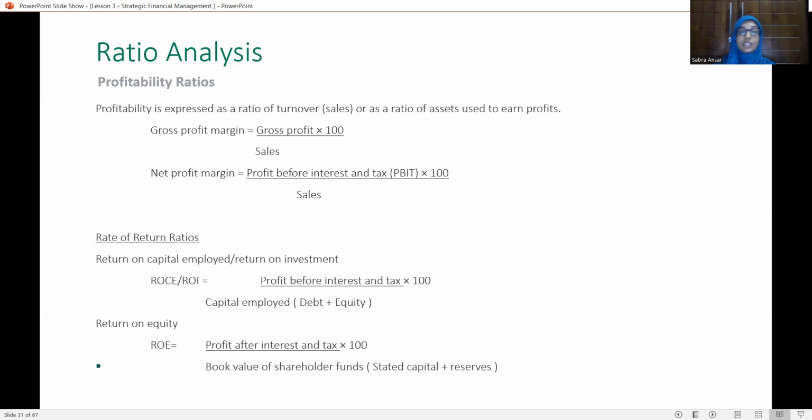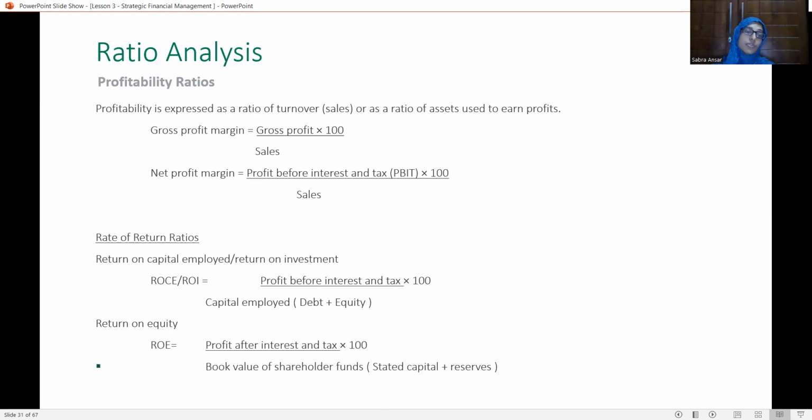So these two ratios will be calculated in order to understand how the company is doing when it comes to profitability, whether they have a good profitability. So these two methods will be used.